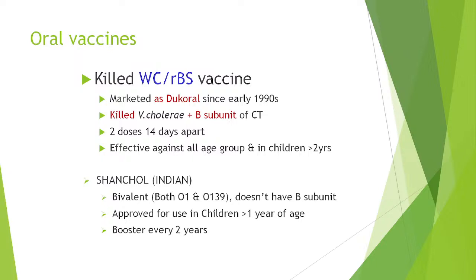This can be given. Then there is another one, Shanchol, an Indian vaccine. I think it is by the Serum Institute, and it is a bivalent vaccine, O1 and O139 both. Approved for use in children more than 1 year old. But one problem with the Vibrio vaccine is that you have to give it repeatedly. So usually these vaccines are given during outbreaks, because in India you cannot publicly give every person a vaccine every 2-3 years.